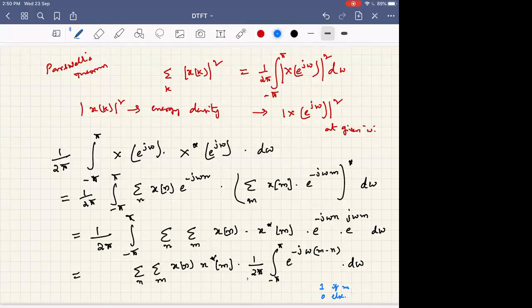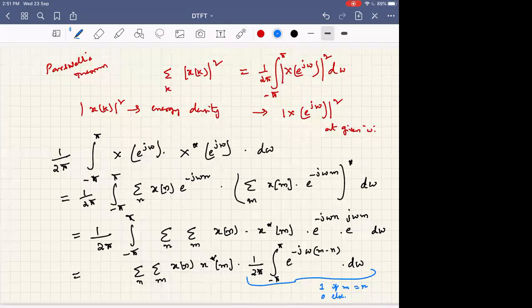Does anybody support this or differ with this? Haribabu, is it correct or not? Yes, it's correct. On which property, because of which property are you able to write this? The orthonormal property. Orthonormal property of what? Exponentials of different frequencies.